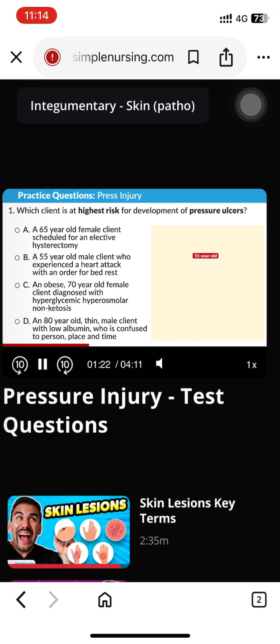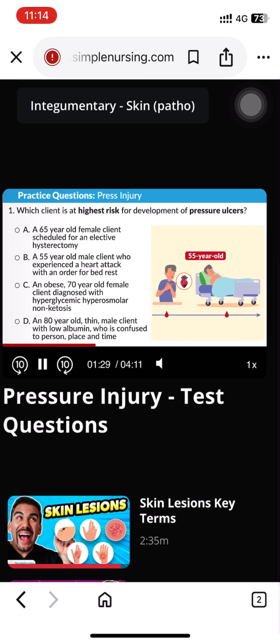So option B, a 55-year-old male client who experienced a heart attack with an order for bed rest. Ooh, this is close, but probably incorrect here, because with ordered bed rest after a heart attack, we can assume that the client was active before. But again, let's look at the other options.